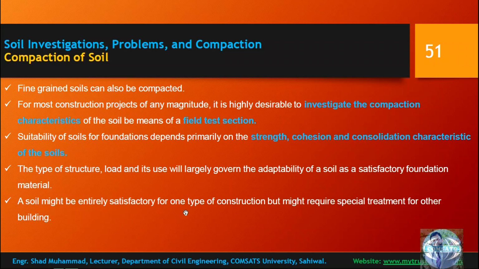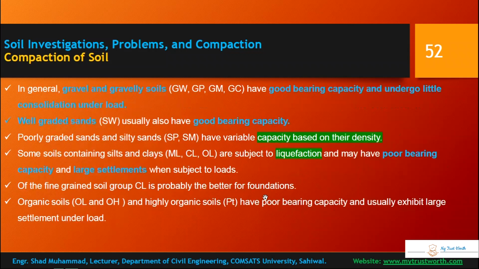The soil might be entirely satisfactory for one type of construction, but might require special treatment for other buildings. So it is possible that a soil may be acceptable for dams, but not appropriate for constructing tall buildings. In general, gravel and gravelly soil have good bearing capacity and undergo little consolidation under load. Well graded sand usually has good bearing capacity.